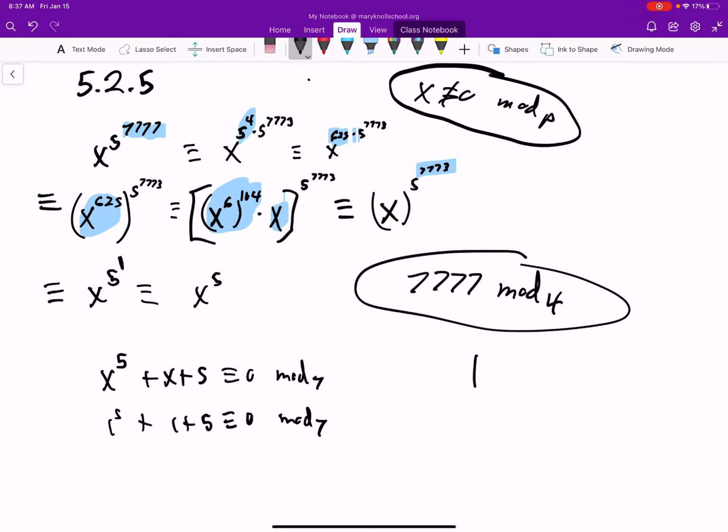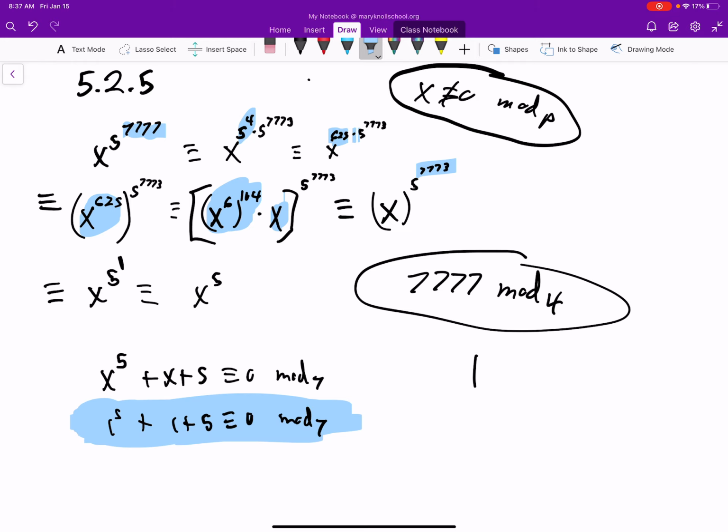power, which is just x to the 5th, and we go ahead and plug it back into the equation, which is x to the 5th plus x plus 5 is equivalent to 0 mod 7, and then we go ahead and try everything. So the 1 ends up working, so I put that down, and none of the rest work if you try it.